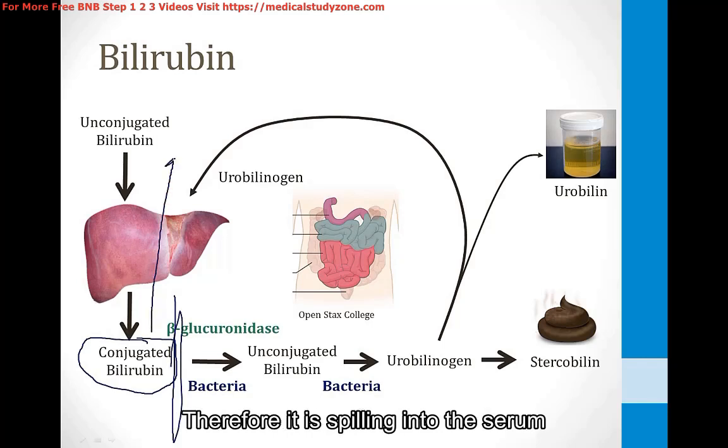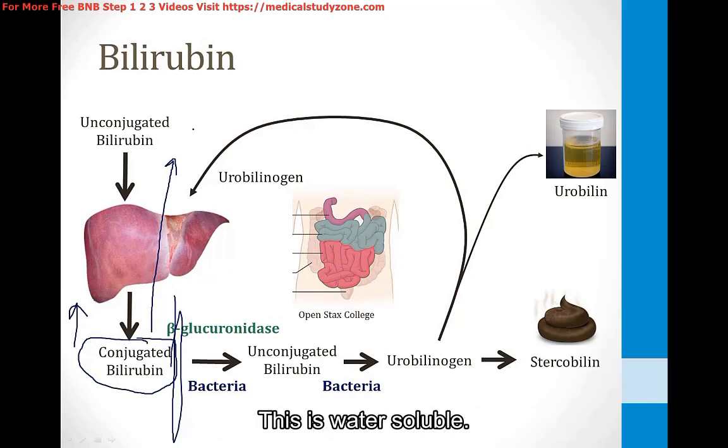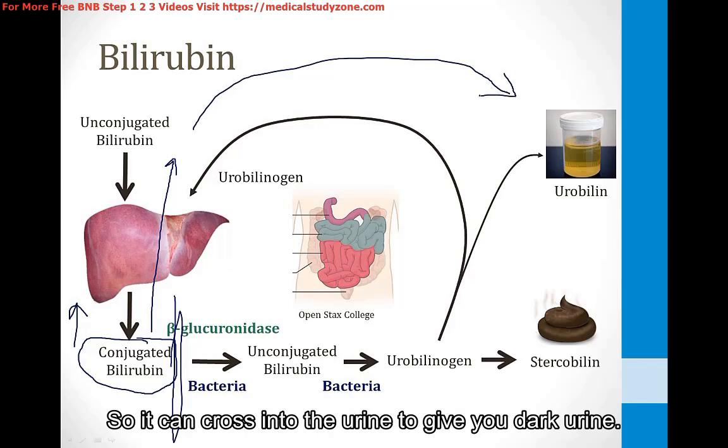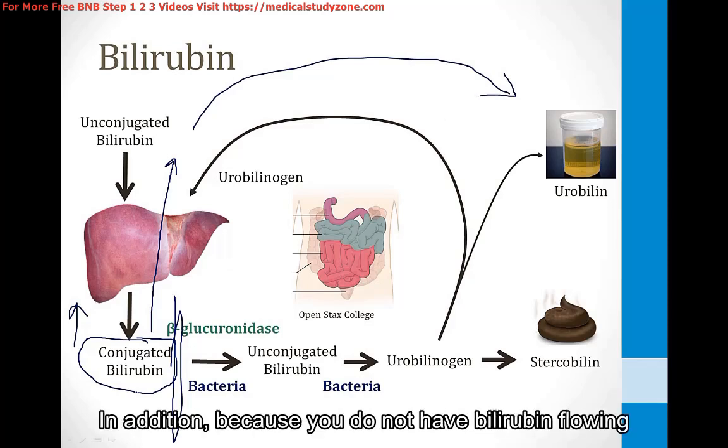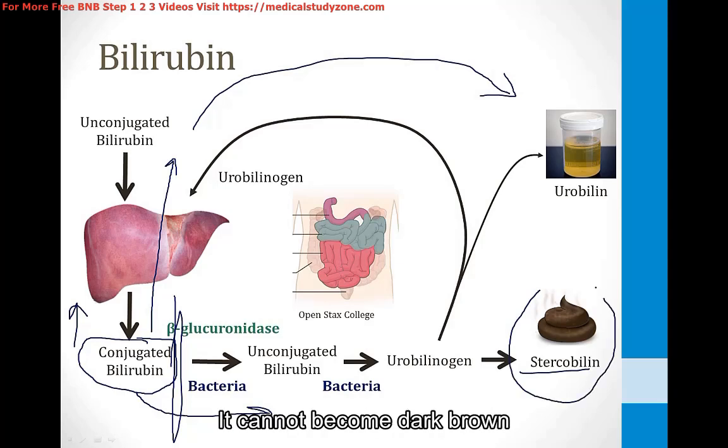Therefore, it is spilling into the serum to give you a high level of conjugated bilirubin. This is water soluble, so it can cross into the urine to give you dark urine. In addition, because you do not have bilirubin flowing through the intestines, you lose your stercobilin and your stool becomes pale. It cannot become dark brown because it doesn't have stercobilin.